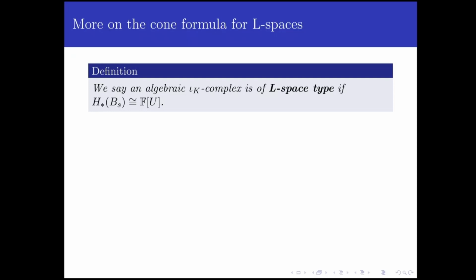So I'll say a little bit more about that. We'll say an algebraic iota K complex, which is just a complex that looks like CFK infinity of a knot in S3, is L space type if the homology of B sub S, which is some subcomplex of CFK infinity, is F adjoin U. Note that if you have a knot in Y, the homology of B sub S is always HF minus of Y. So if this algebraic iota K complex actually was the knot Floer homology of a knot, then saying it's L space type is just saying it's a knot in an L space. That's all that means.